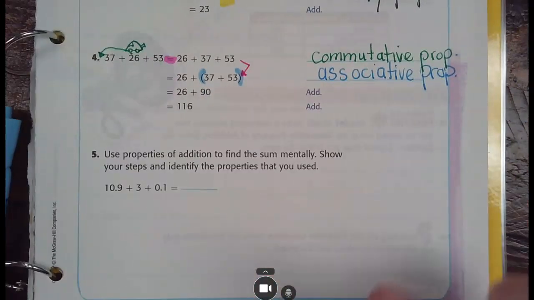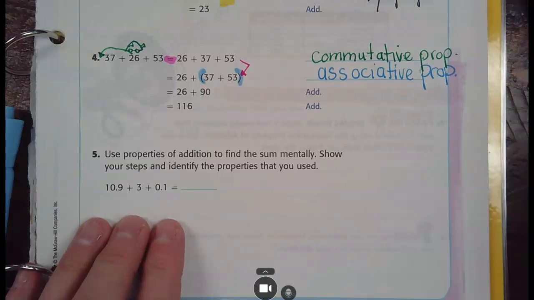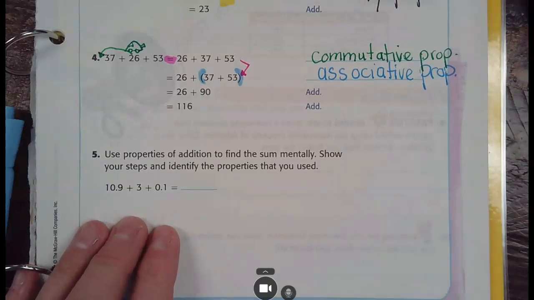Now, we're going to use our properties of addition to find the sum mentally. We're going to show the steps and identify the properties we used. What would be the first step? What would you want to do first to figure this out in your head?